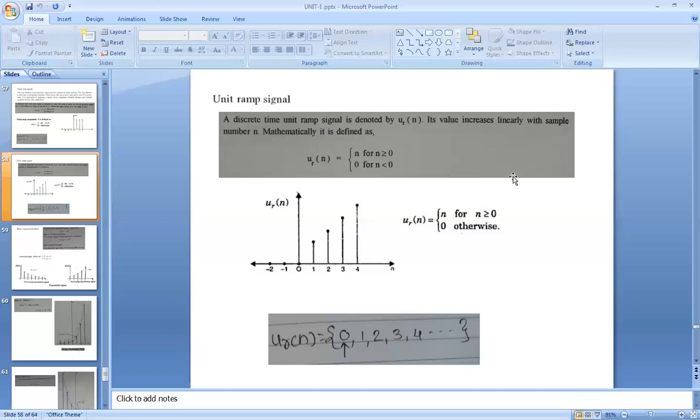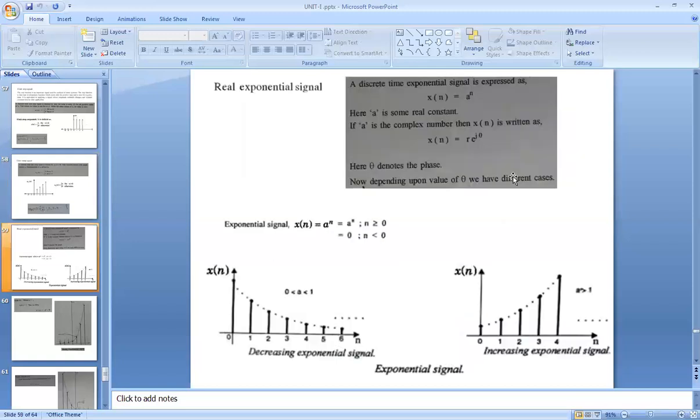Now the fourth one, the real exponent signal. The real exponent signal is expressed as x of n is equal to a raised to n. Here a is a real constant.